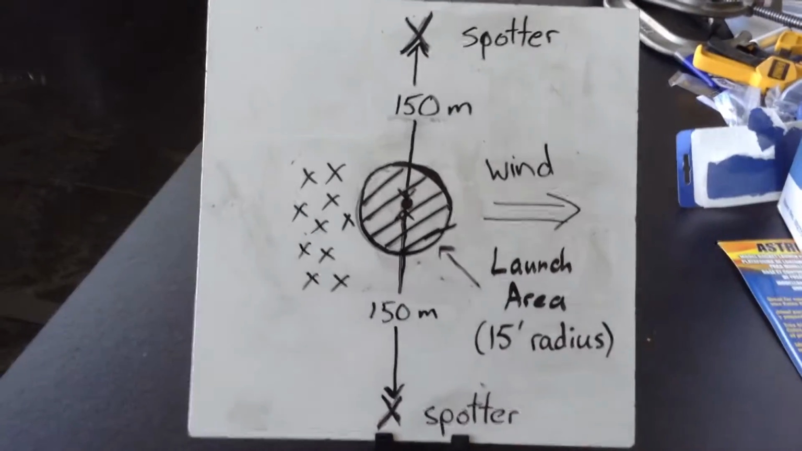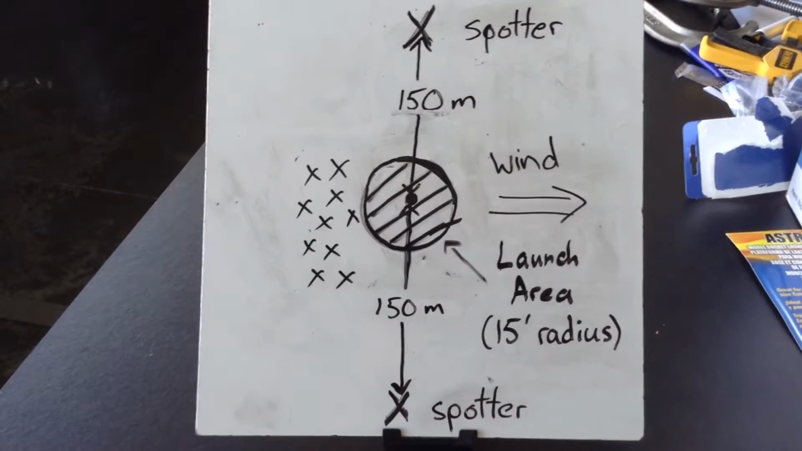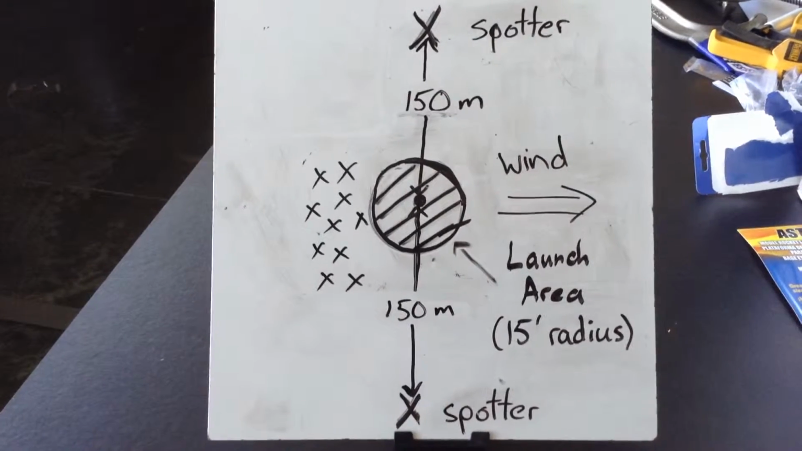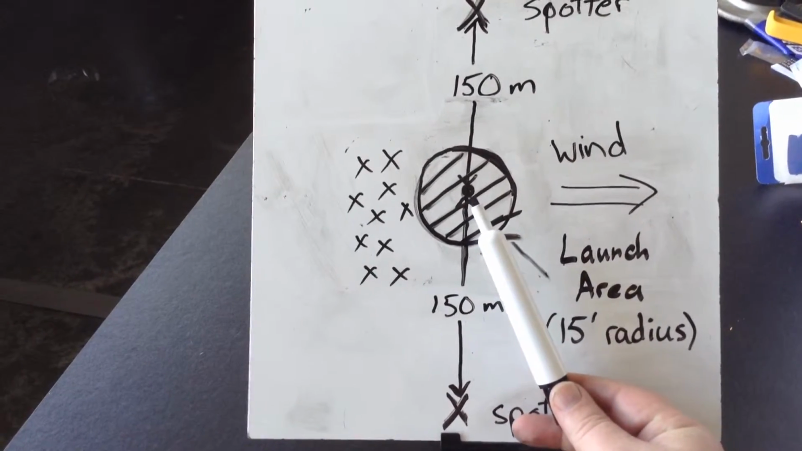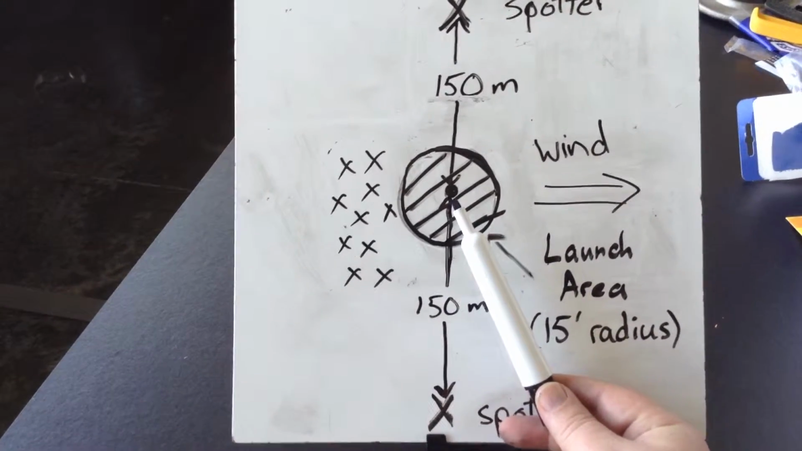What I have here is an aerial view, or a view from the top of the launch site. What I want to point your attention to first is at the center is the rocket. So this little dot represents the rocket on the launch pad.